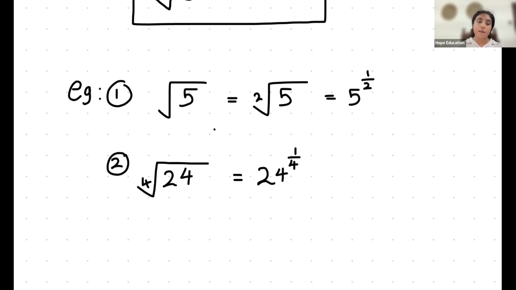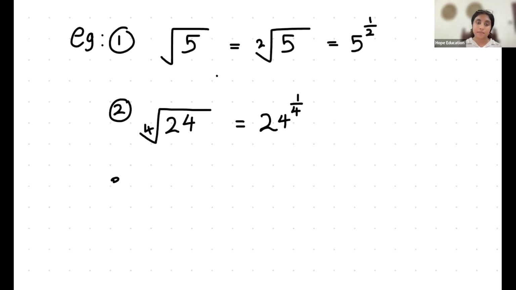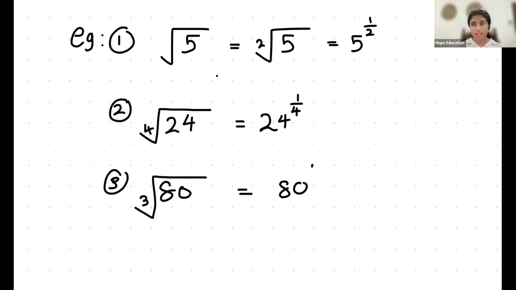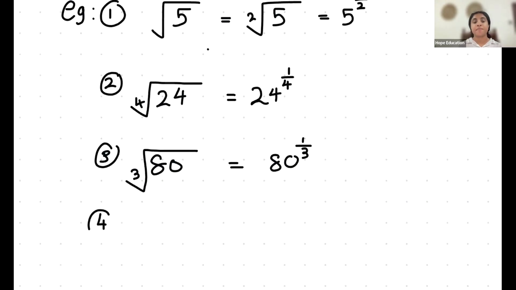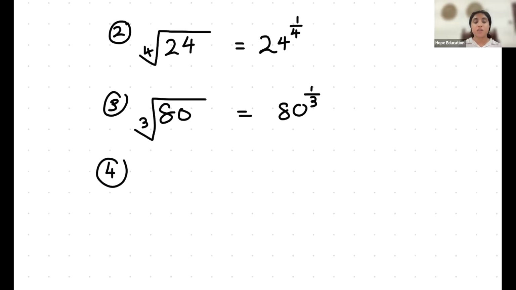If you take another example, let's say 80, and this is the cubic root. That I can write as 80 to the power 1 over 3. It's just a rule. We can write it like that. Let's say the fifth root of 121. I can write this as 121 to the power 1 over 5.